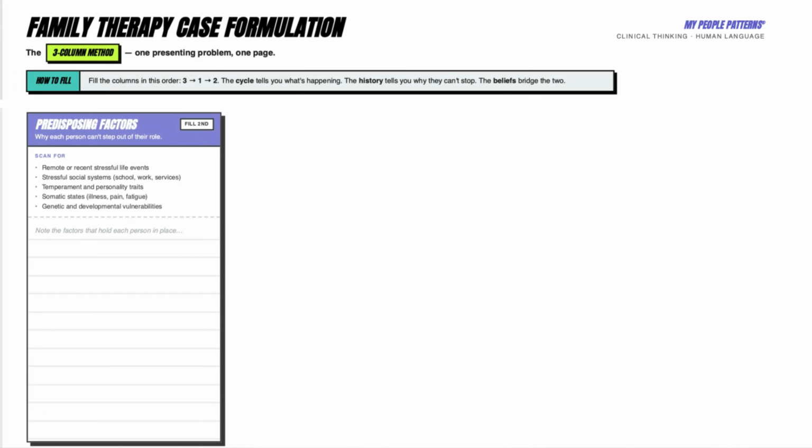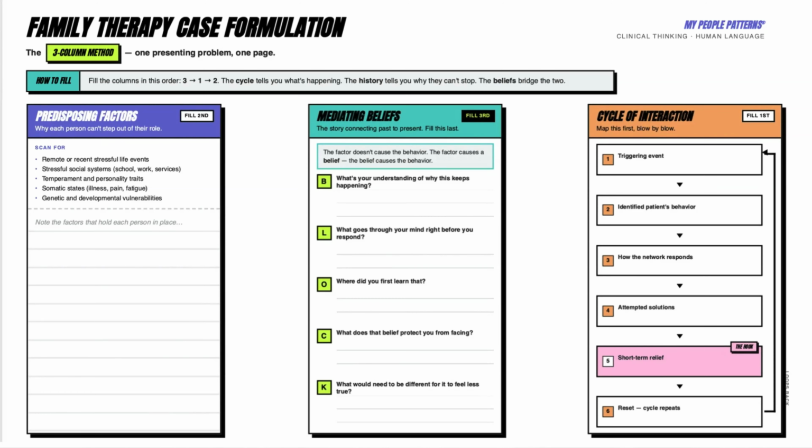The framework I'm going to teach you takes all of the complex information you hear in a session about presenting problems, the history, the triggers, who's involved, what keeps it going, and it lays it out on a single page in 3 different columns. So this is all about getting your own thinking clear so that you can act and create a treatment plan. If you're new to family systems, I'm going to back up for a minute and remind you that systemic therapy believes that the symptom the family wants your help with lives in the relationships between people, not in any one individual.